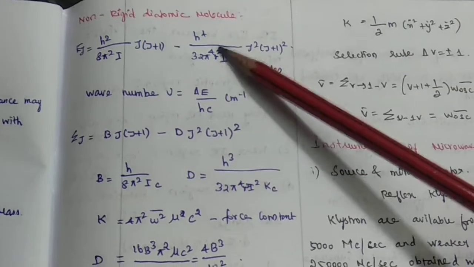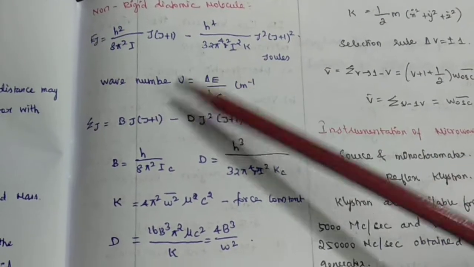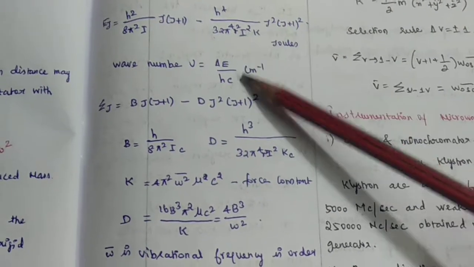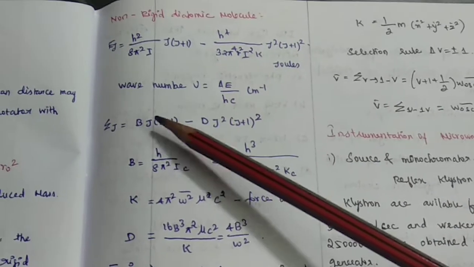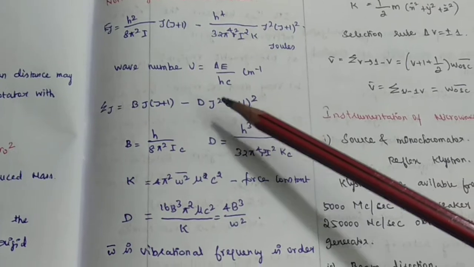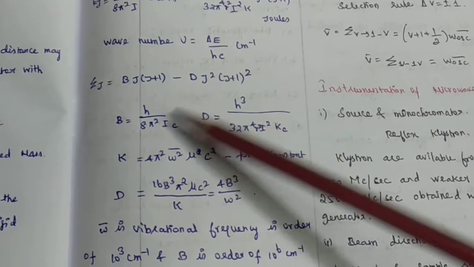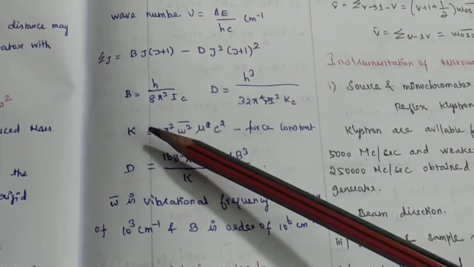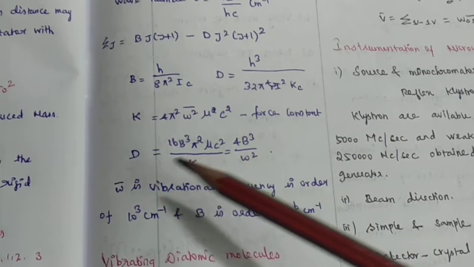So next, non-rigid diatomic molecules. Earlier we saw rigid, now non-rigid diatomic molecules. For non-rigid molecules, the same rotational constant comes, but here we have to add this term. Then after applying the wave number, we get this equation. We already saw this equation in rigid diatomic molecules. This is called the distortion constant. So B and D are constants. So this is the value for B, and this is the value for D. Finally we take some of the values, where K is equal to the force constant. So from this equation we have to find D.